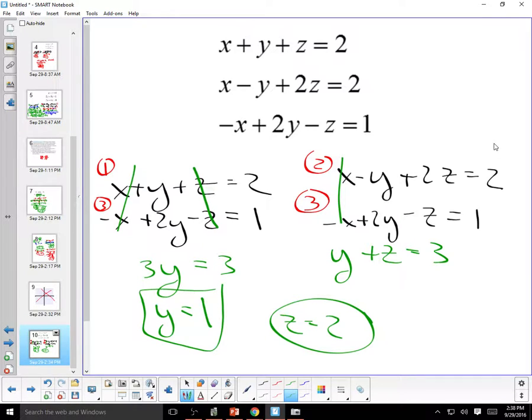Well, here I'm adding them, right? So this was 0. So 2 y's take 1 y away leaves me with 1 y. 2 z's minus a z leaves me with 1 z. 2 plus 1 makes 3. And we just found that y was 1. So 1 plus something gives me 3. That means 2. X is going to be 1. X is not going to be 1. It's going to be negative 1.